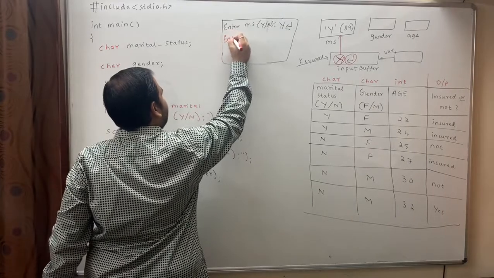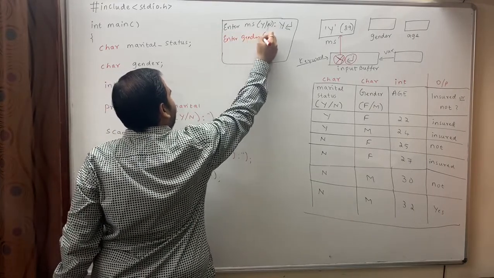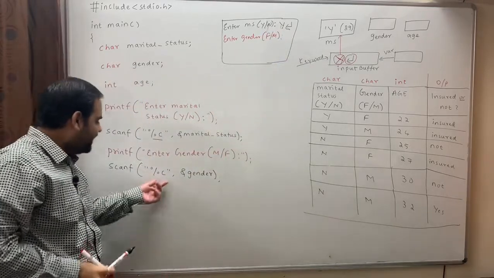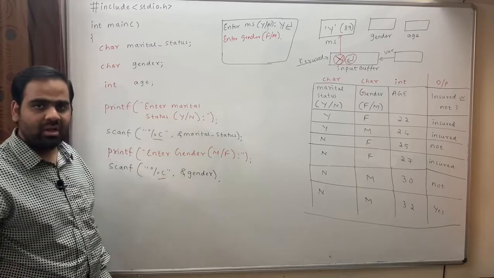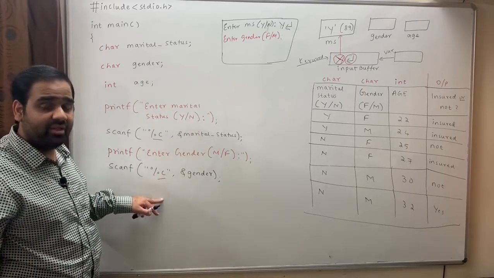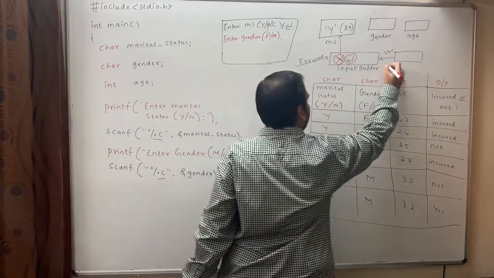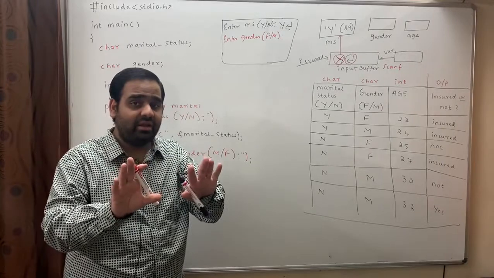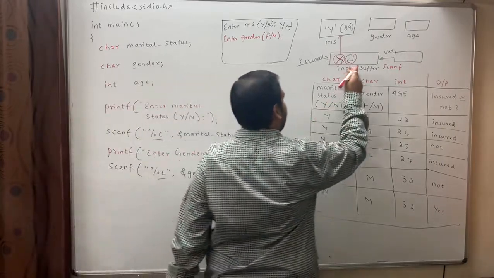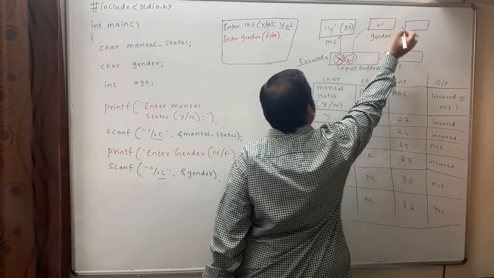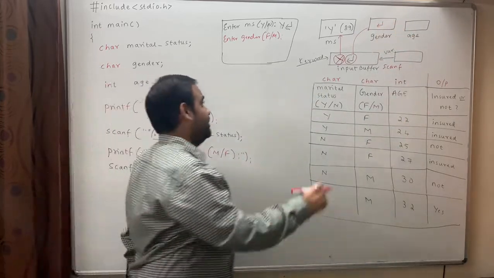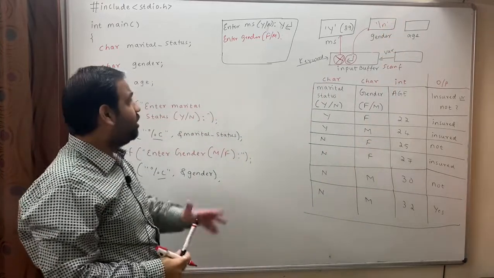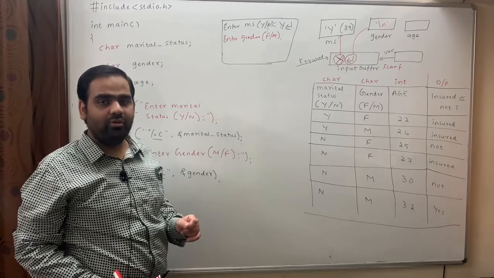Now see what it will do on the output screen. It will say enter gender, M bar F, and it wants to read a character. From where will scanf read? Scanf will read from the input buffer. Is there any character in the input buffer? Yes, the enter key. Therefore, the enter key will be stored in gender. Do we want to store enter in gender? No, we don't.